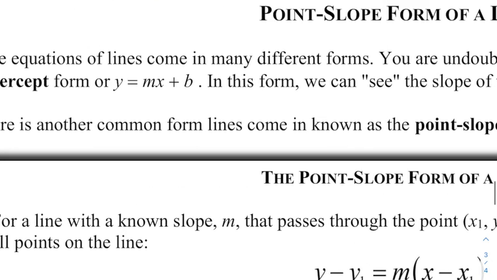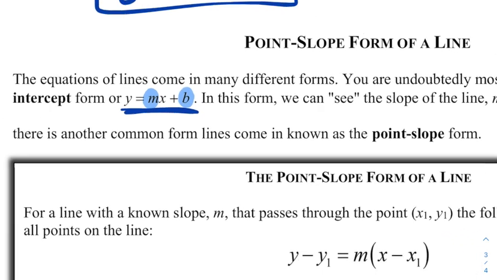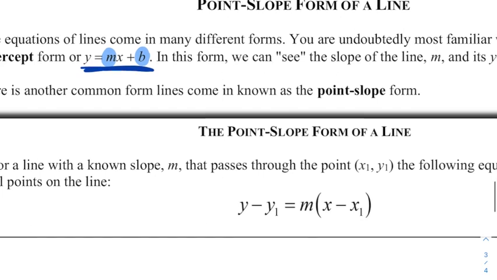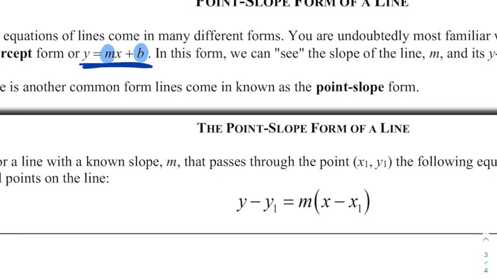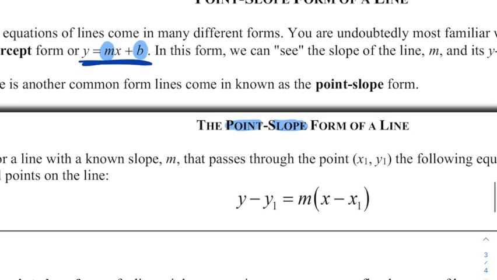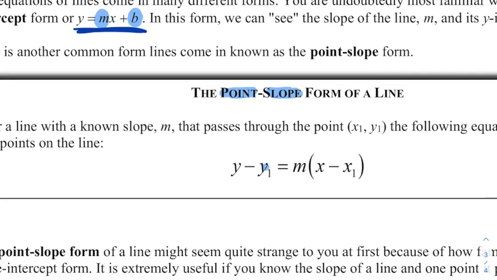So we just focused on y equals mx plus b. That's slope intercept, because it shows you the slope, it shows you the intercept. There's a new form called point slope, and what point slope is going to show you is a point on the line and the slope of the line. So that's why it's called point slope form. So the point that it shows you is x1 and y1, and the slope is right here, m.